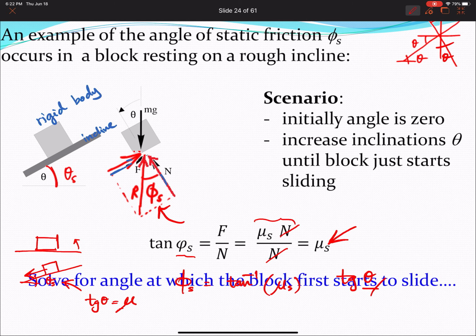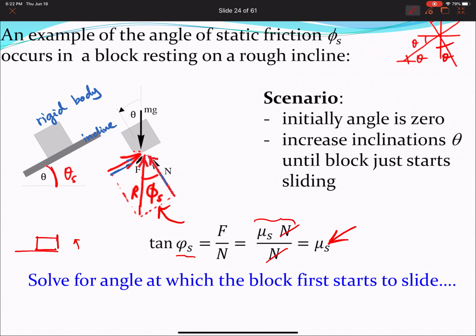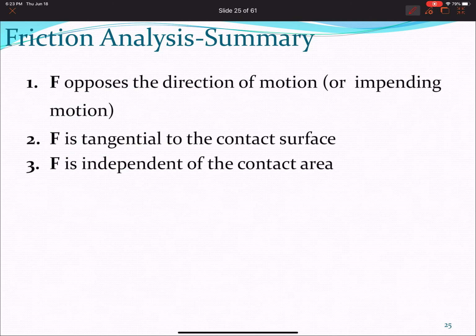So friction, this is the theory for friction. Let me just clean up this. So we solve for the angle at which the block first starts to slide, and once you have the angle, then you can get the tangent of it, and then you would obtain the coefficient of static friction. The value for the angle is called the angle of repose, and it has the same value as the angle of static friction. A very easy experiment to do at home to obtain coefficients of static friction.